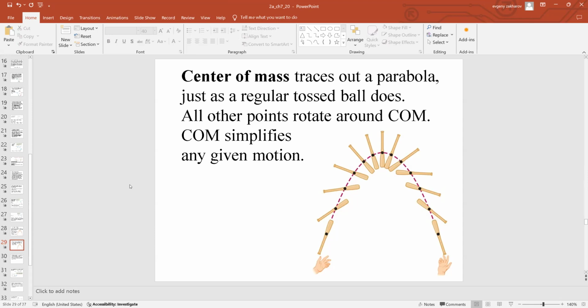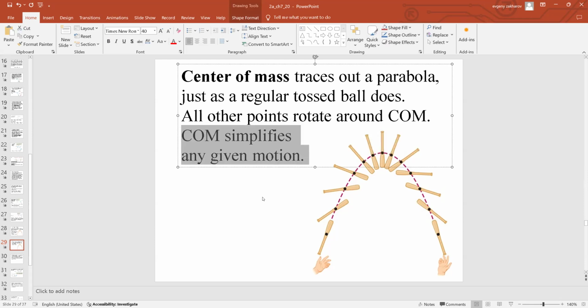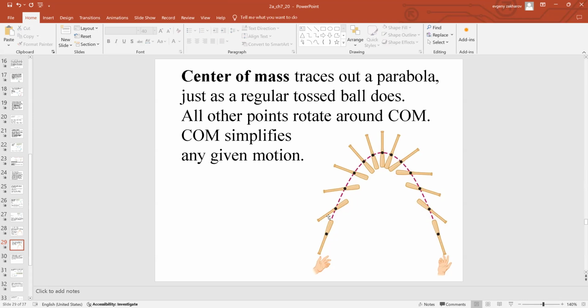So for the center of mass, this time it's going to be a parabola, projectile motion, duh. Just as a regular tossed ball does. All other points rotate around the center of mass, and we only are interested in the center of mass because it simplifies any given motion, and there's no rotation to consider whatsoever. You can just do projectile motion calculation.